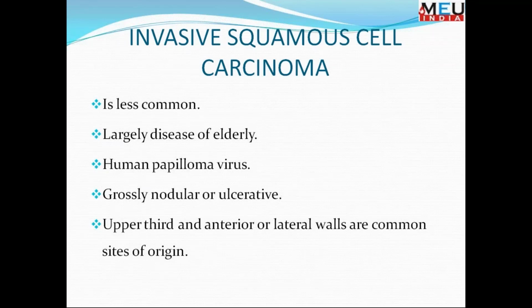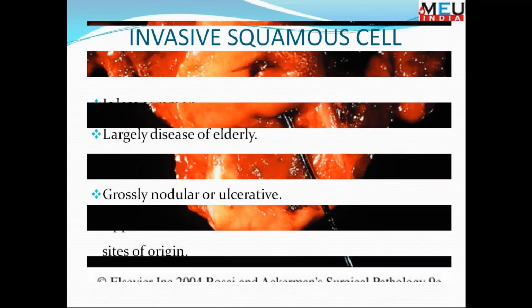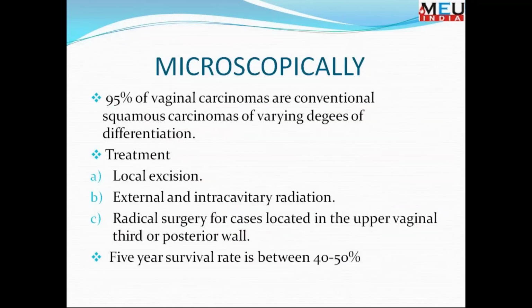elderly. They may be human papilloma virus positive here, unlike the vulva, and grossly they are nodular or ulcerative, and the upper third and anterior or lateral walls are common sites of origin. The red discoloration. More than 95% of the vaginal carcinomas are conventional squamous cell carcinomas with varying degrees of differentiation, just like any other squamous cell carcinoma anywhere in the body.